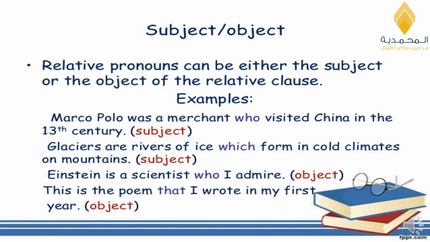Number 4, this is the poem that I wrote in my first year. I wrote this poem. So this poem is what? Here in the sentence it is the object of the sentence, right? And that refers to the poem. So that is considered as an object relative pronoun.